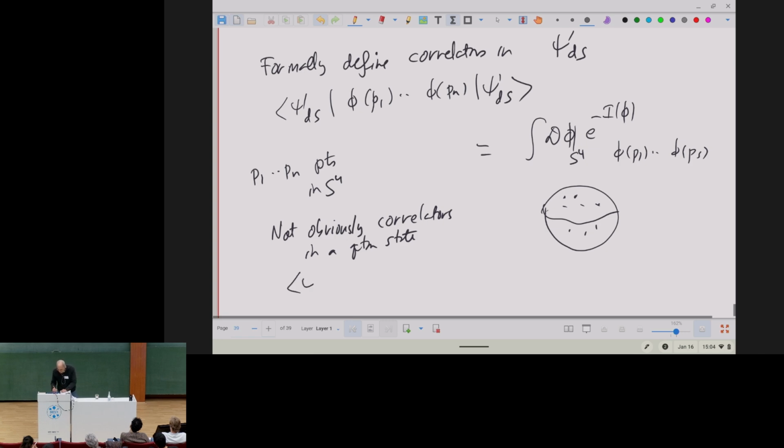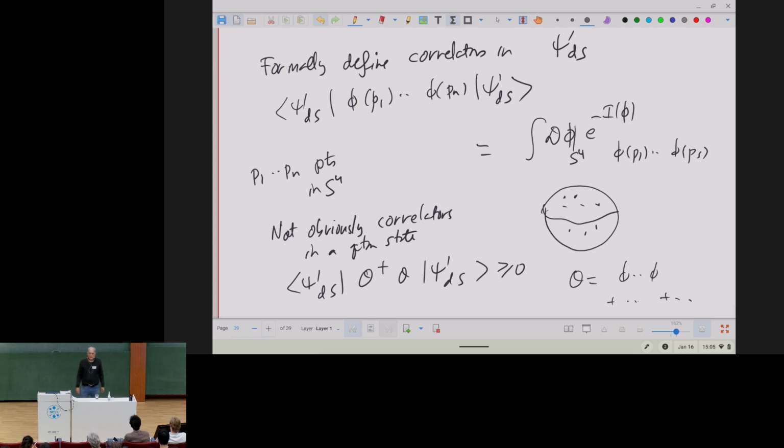Correlators in a quantum state obey some inequalities. So O dagger O is positive in any quantum state, where O could be any product, or sum of products, of these phis. No matter what O is, it's not local. It's any product of local operators or a sum of products of local operators or anything. In a quantum state, the expectation of O dagger O is positive. So here I define some functions, but I didn't prove to you that there are expectations of anything in a quantum state.